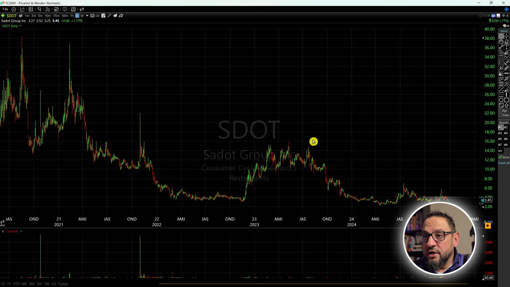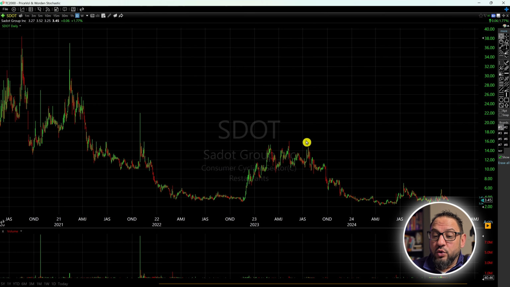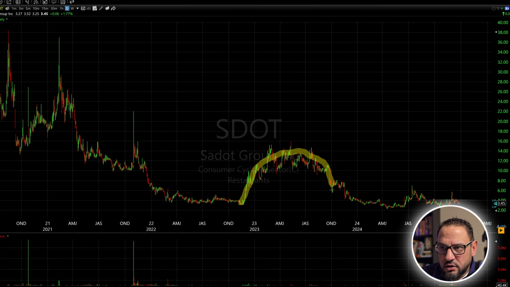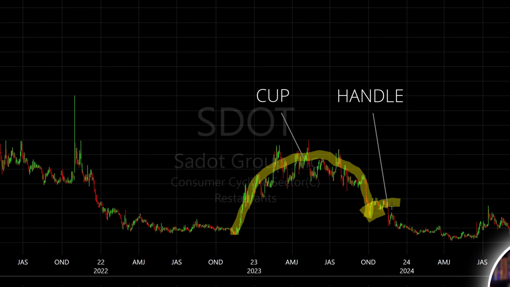So the other pattern is the inverse cup and handle. Basically, it's a bearish continuation pattern where the price forms an upside down cup and then a handle. Just to show you, it's not a perfect example, but it works. So that is the cup. Okay, and that is the handle. There you go.